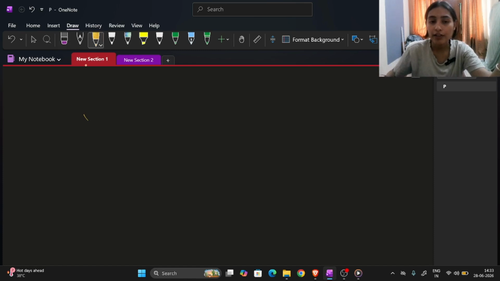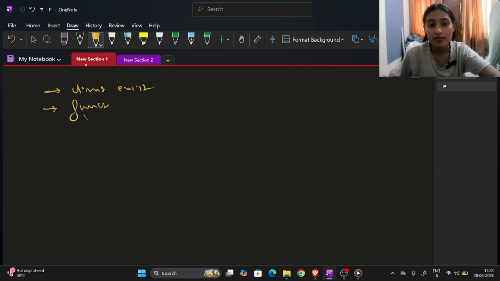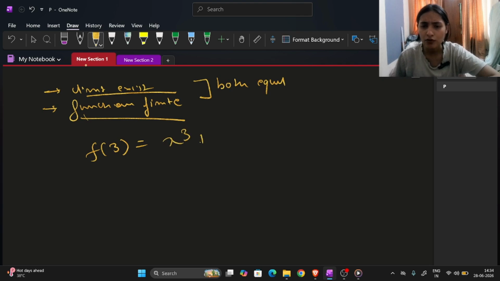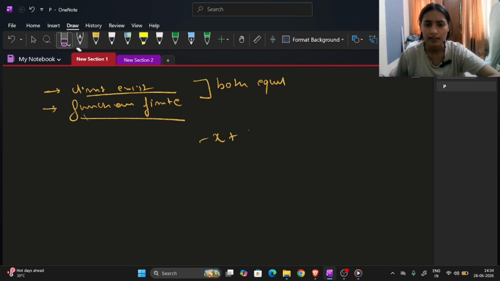To find out if a function is continuous or not, there are two rules. First, its limit should exist. Second, the function should be finite, and both values should be equal. Its function value and limit value should be equal. So let's understand. We have a function, and we have to solve this equation.